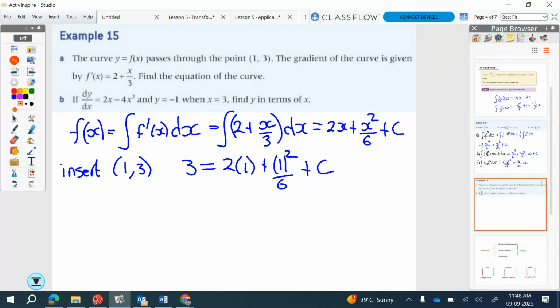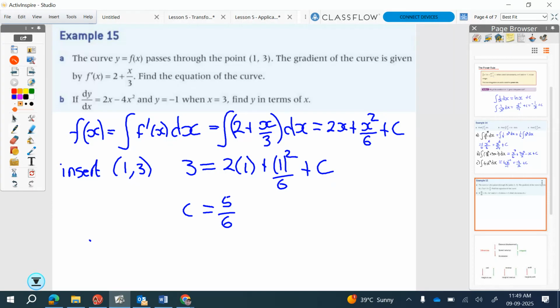We can use End Solve if we want, but look, we've got 3 minus 2, so that's 1. And then 1 squared is just 1, so we're going to take 1/6 away from 1. So c is going to be 5 over 6. If you use End Solve on your calculator, you'll get that. 3 minus 2 minus 1 over 6 is 6 over 6 minus 1 over 6, 5 over 6.